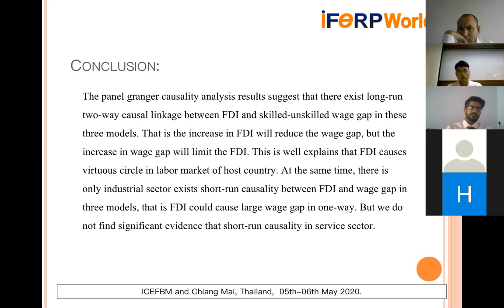At the same time, only the industry sector has short-run causality between FDI and the wage gap in these three models. That is, the FDI could cause a larger wage gap in one way, but we don't find significant evidence of short-run causality in the service sector.